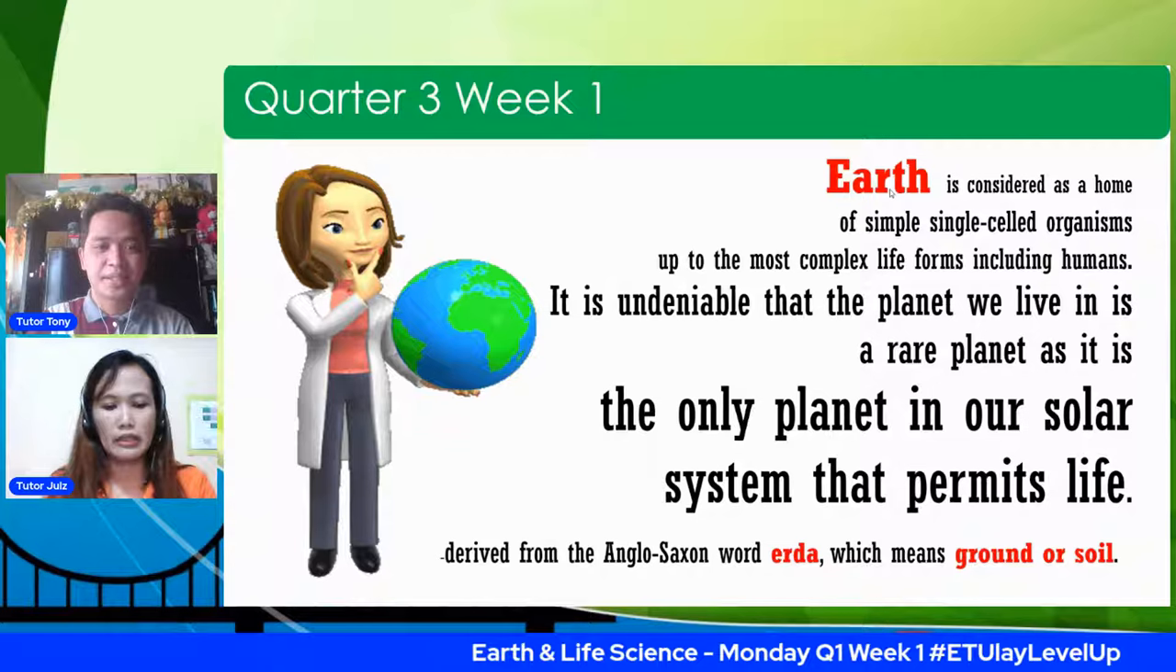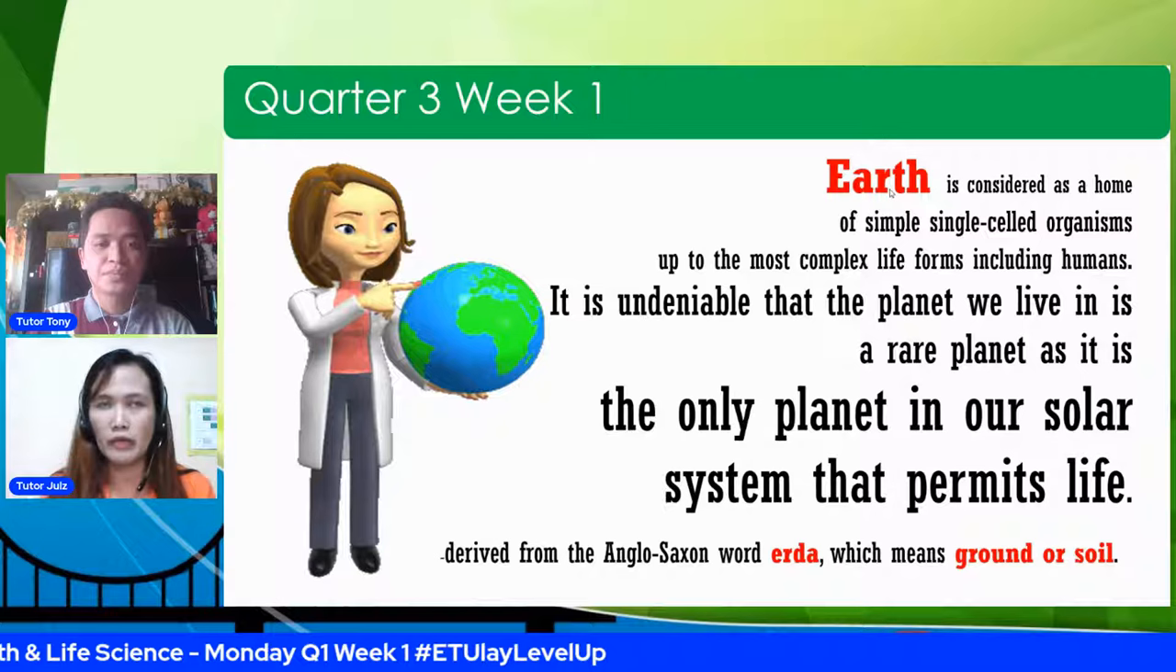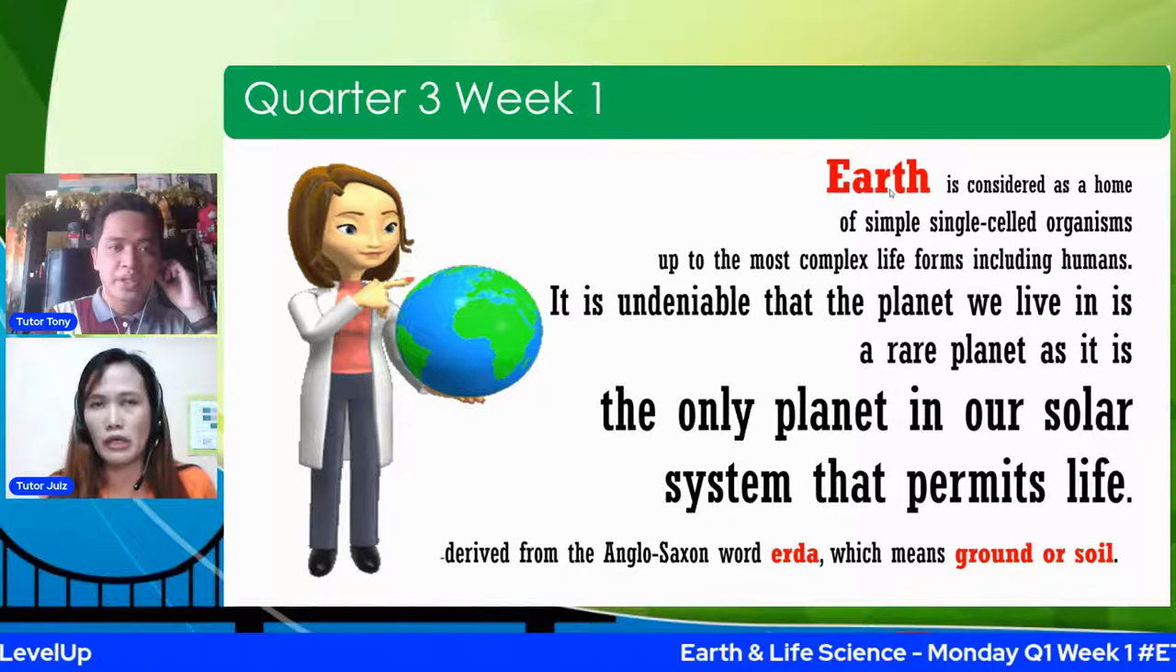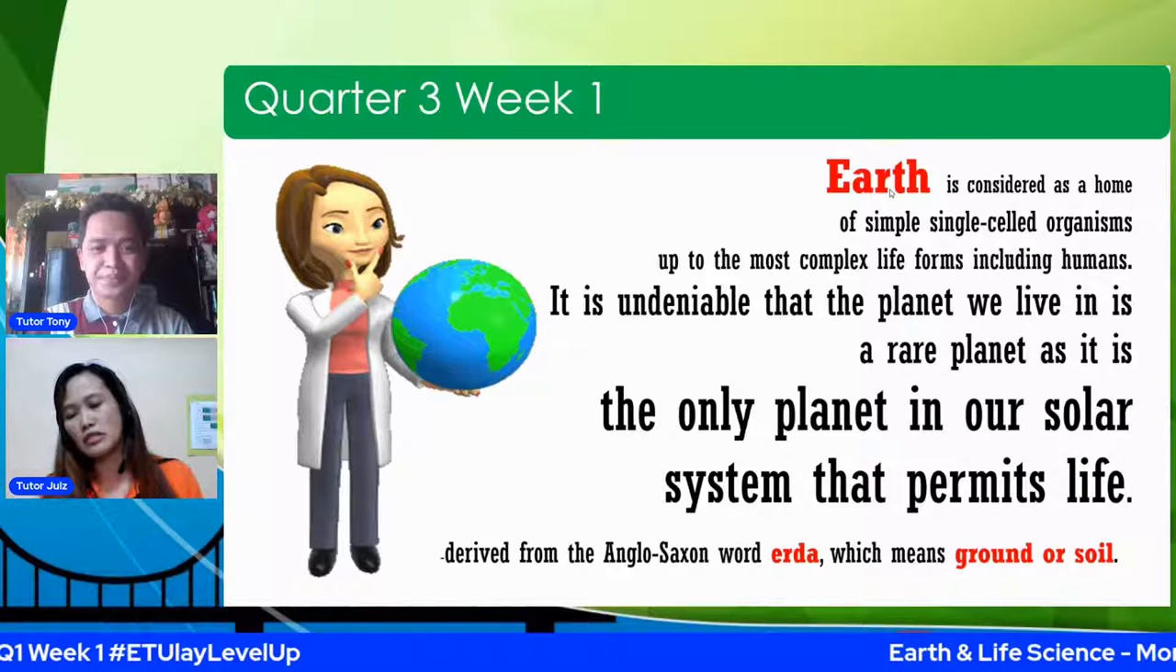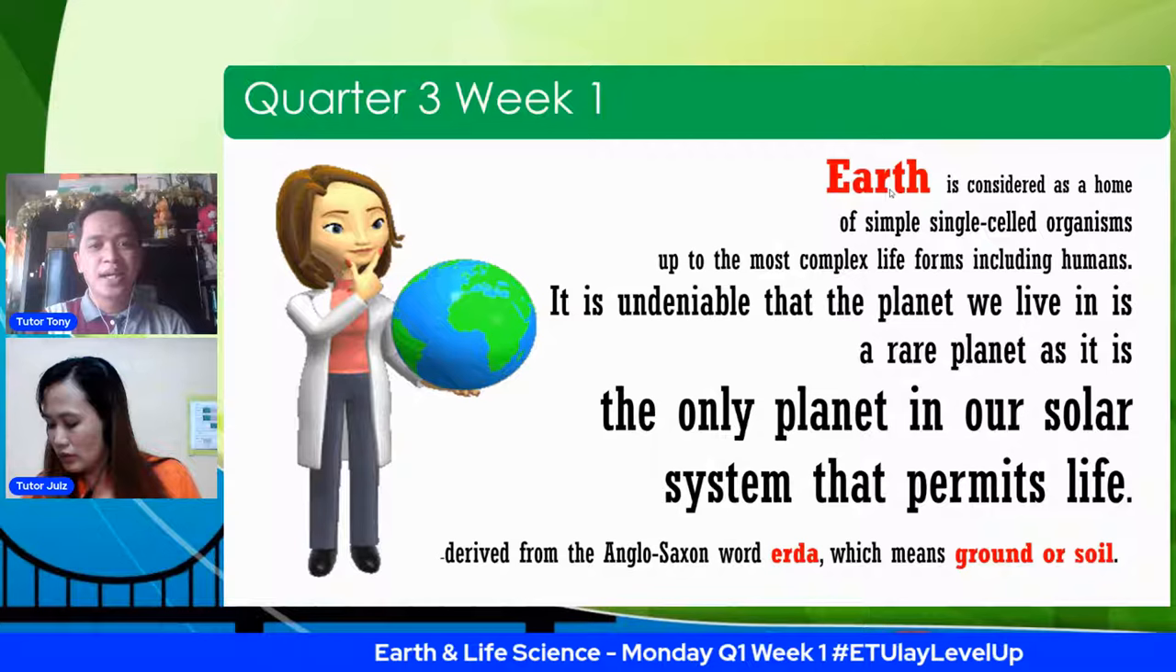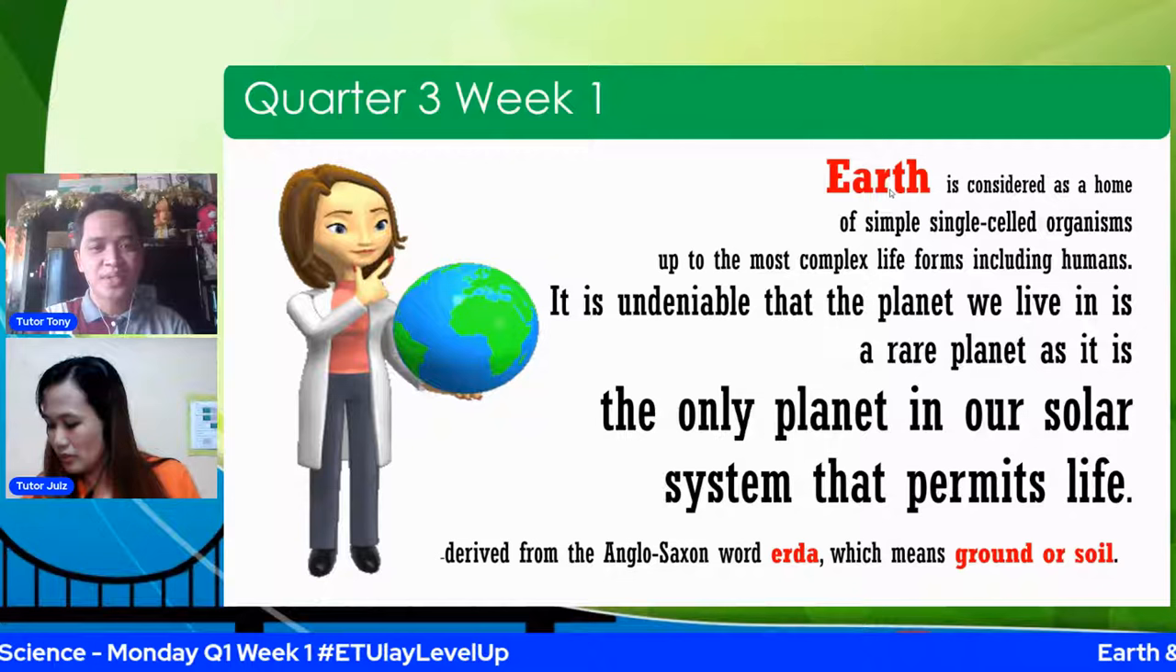All the planets are named after Roman gods and goddesses, except the Earth. It is derived from the Anglo-Saxon word erda, which means ground or soil. So that's one of our first trivia today. Planet Earth is the only one not named after a Roman god or goddess.